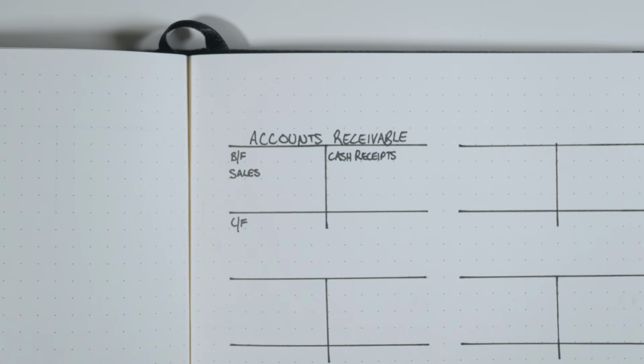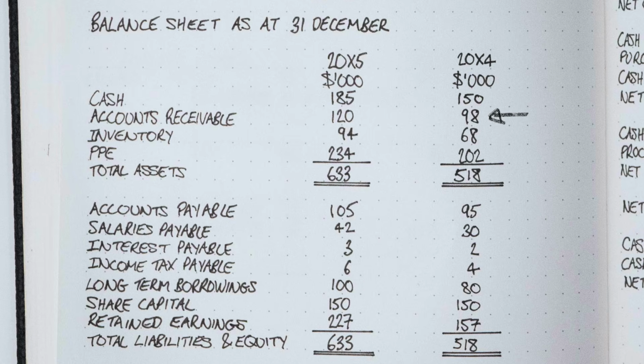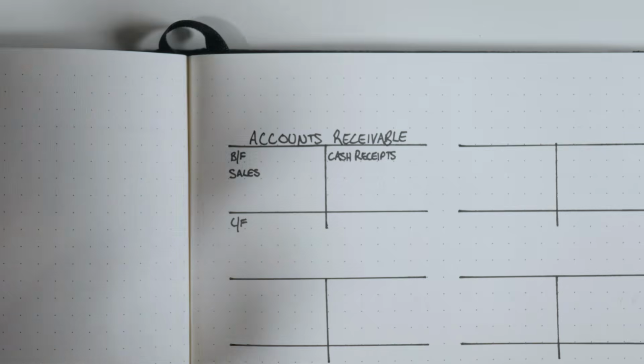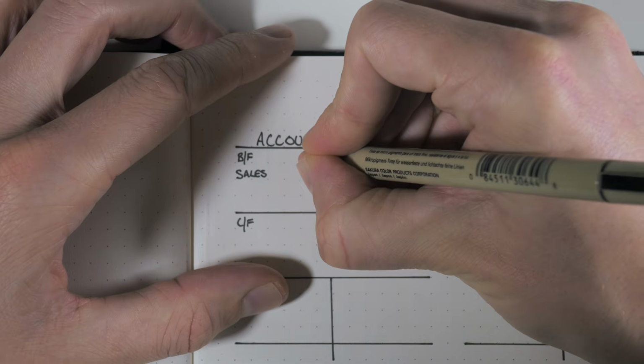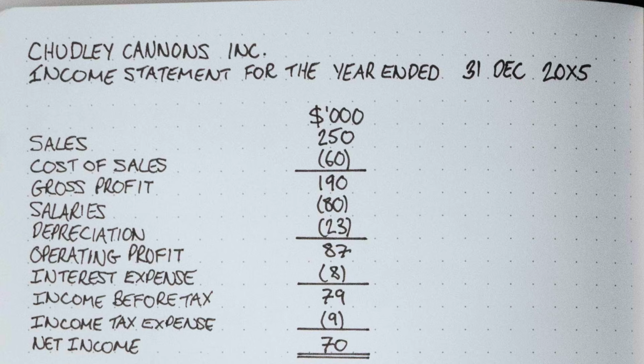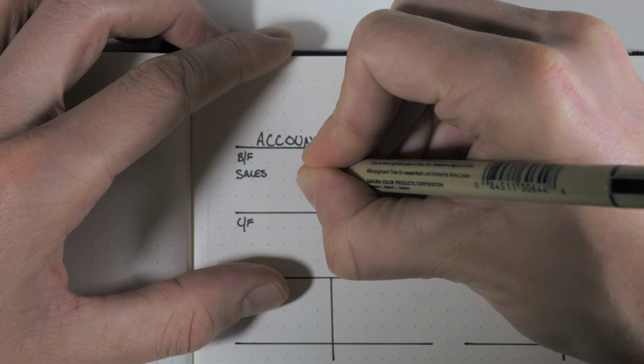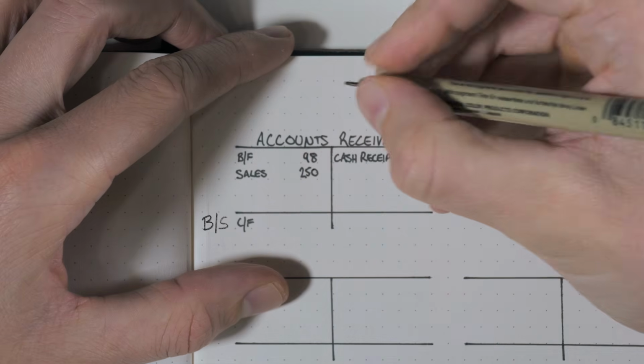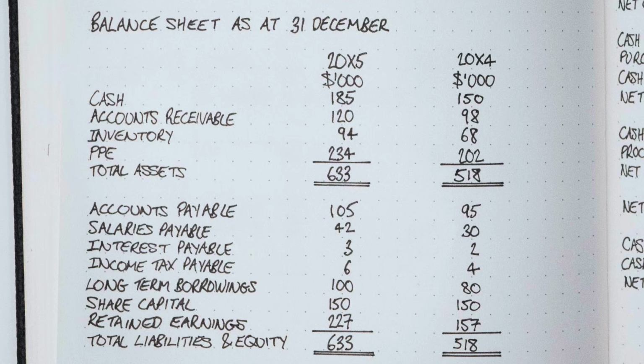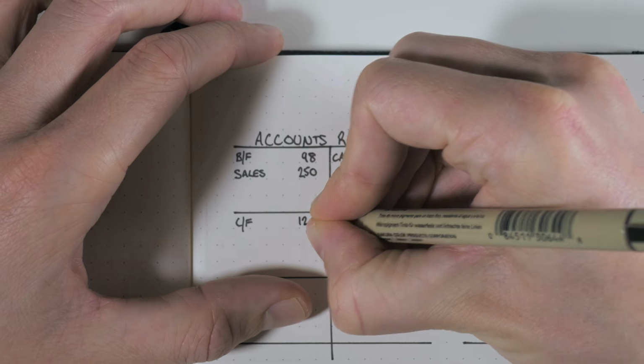We get our opening balance from the balance sheet for the previous year. In this case, accounts receivable were $98,000 as at the 31st of December for the prior year, so we can write this down in the T account. Sales come straight from the income statement. This year the Cannons made sales of $250,000, so we need to debit accounts receivable by $250,000. And finally, our closing balance comes from the balance sheet, this time from the current year. Accounts receivable at the end of the current year were $120,000. So that goes on the left at the bottom of the T account.